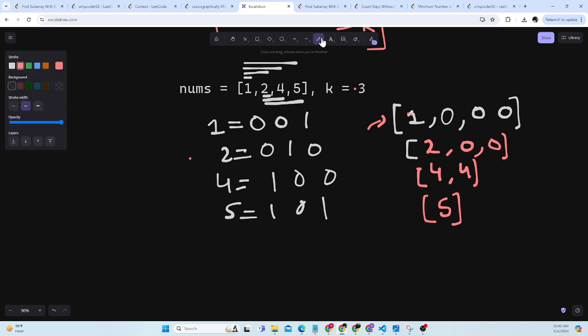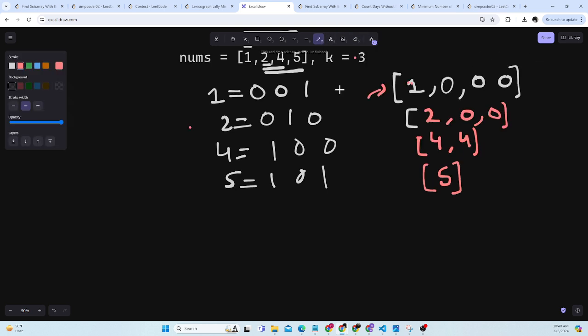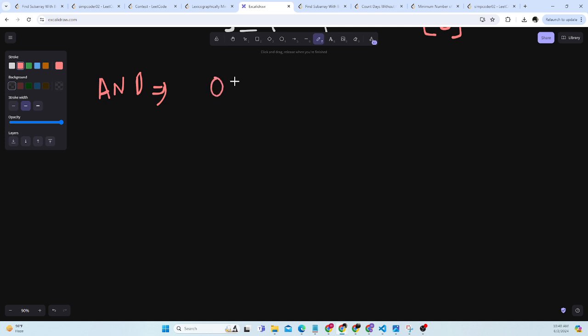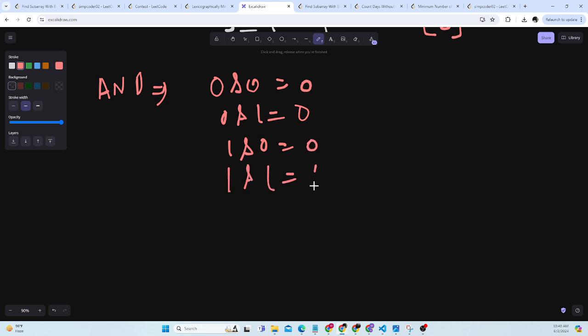Okay. So now we need to see one thing. Let's say we start at this particular index. Now we know a very important property of bitwise AND. If we consider the bits, 0 and 0 is 0, 0 and 1 is 0, 1 and 0 is 0, and 1 and 1 is 1. So our bit becomes 1 only for this particular case, and for all the other cases it becomes 0.